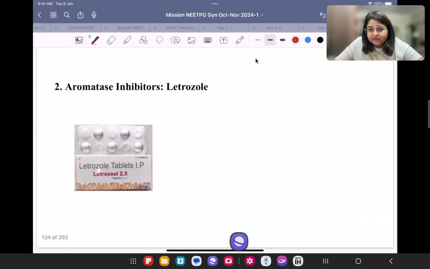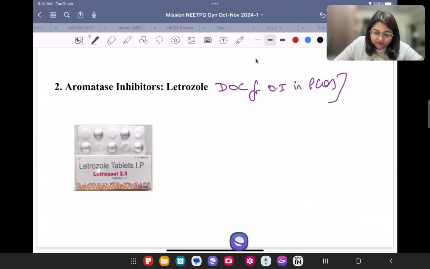Now, coming back to other drugs for ovulation induction, the drug of choice for ovulation induction in PCOS women is not clomiphene, it is letrozole. It used to be clomiphene when I was a postgraduate, and for many years later it was clomiphene, but letrozole is now the drug of choice. Letrozole acts by a similar mechanism. It is an aromatase inhibitor.